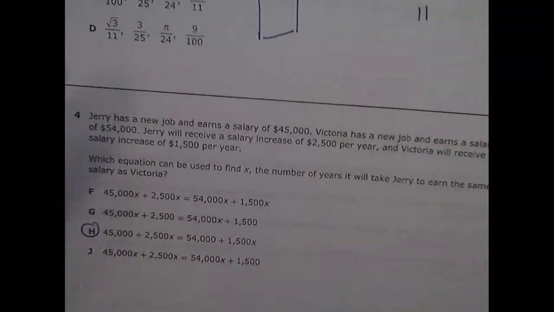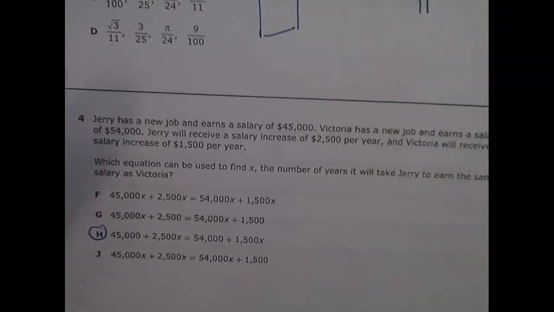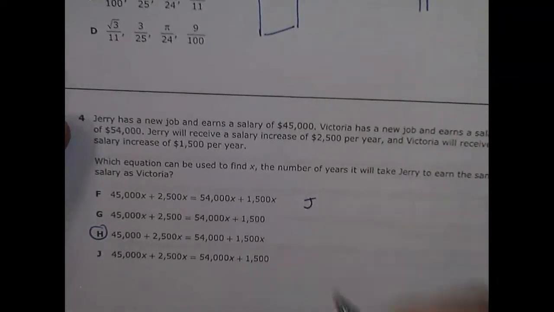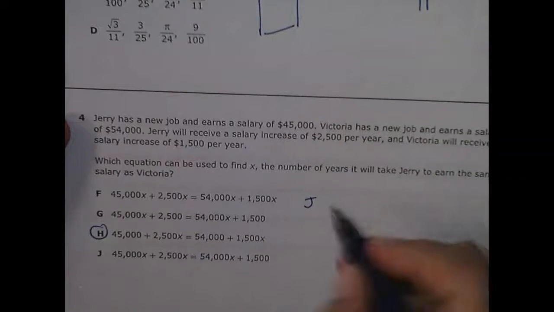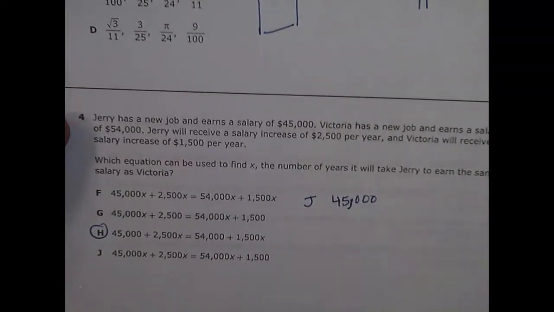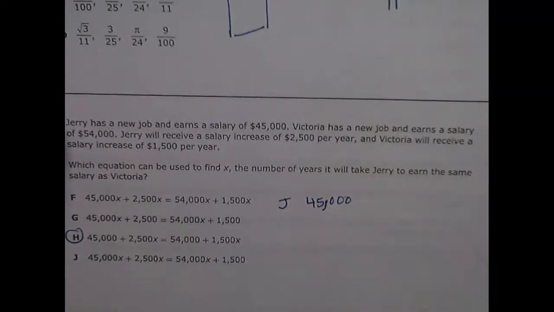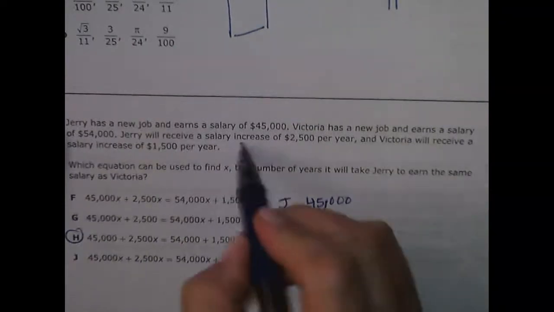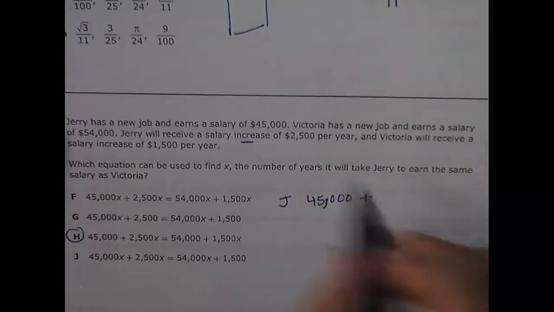Next, question 4. I kind of like question 4. It was really easy. I was kind of scared it was actually too easy. So here's Jerry. He has a new job. He has $45,000. Make your comment careful there. And then Victoria, I don't care what she has. And then he will receive an increase, that's more. And then $2,500.